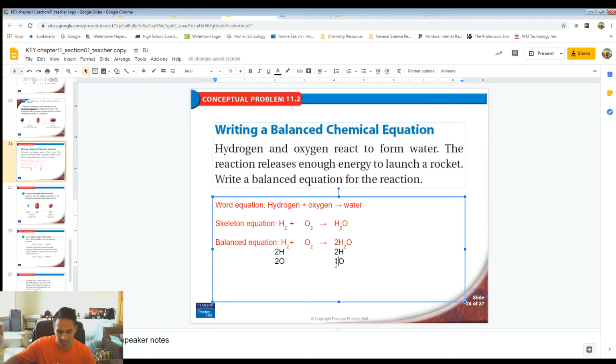So we put a 2 here. That gives us 2 oxygens. That also now changes our hydrogens from being 2 to being 4. So on the left-hand side, our oxygens are balanced, but our hydrogens are not balanced anymore.